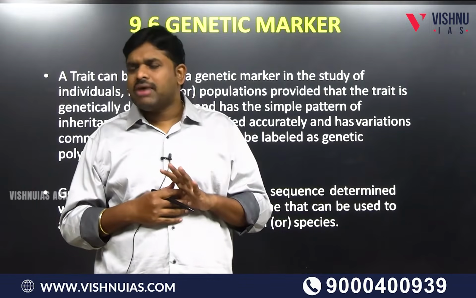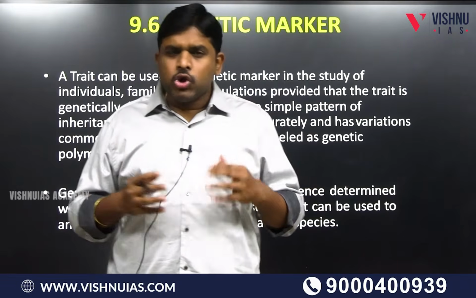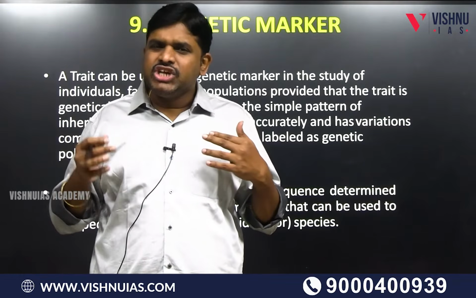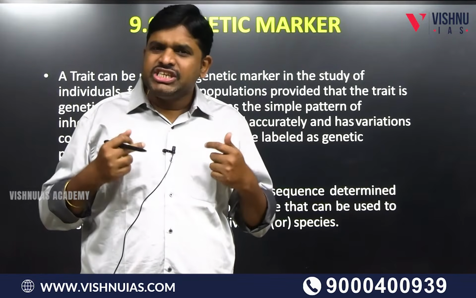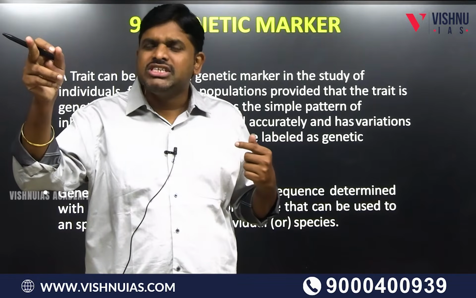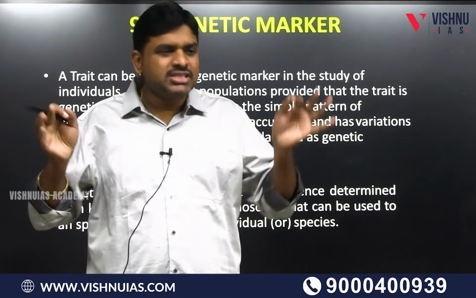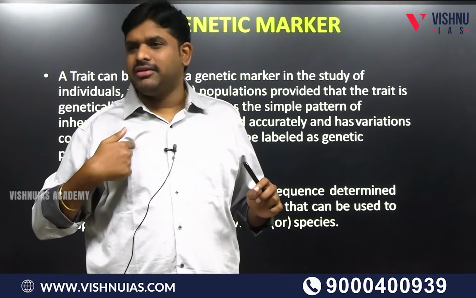Now, coming to genetic marker. What is a genetic marker? It is also the same. On the chromosome there will be a gene, and because of the gene there will be a function. That resultant function which comes out from that gene is called a genetic marker. So, the mark which comes out because of the gene.